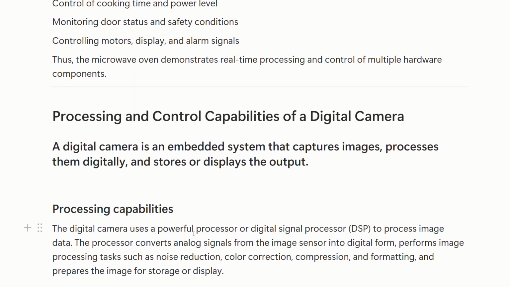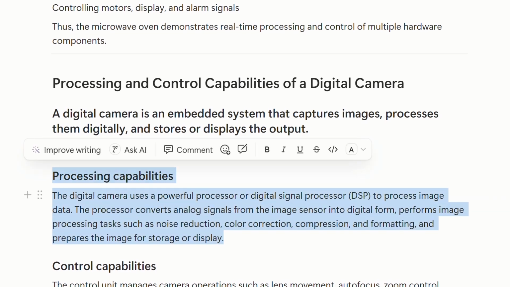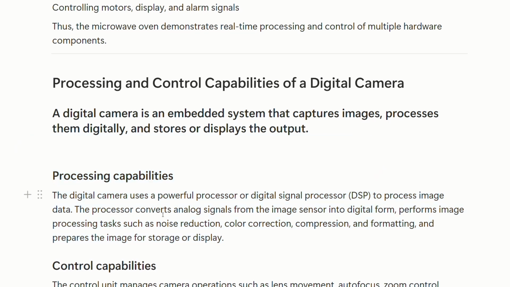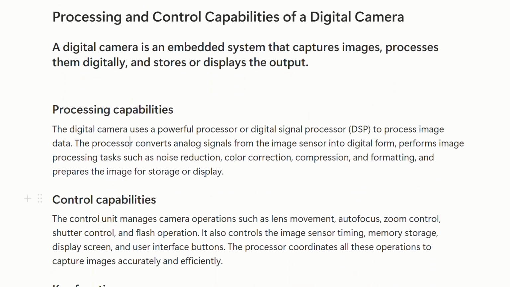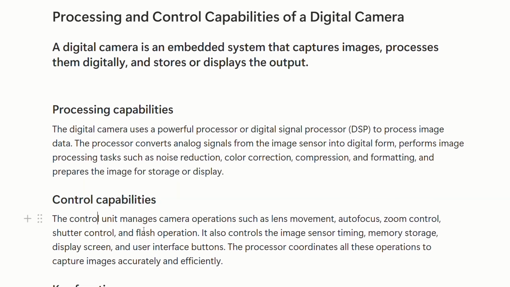So the digital camera uses a powerful processor or digital signal processor, DSP, to process image data. The processor converts analog signals from the image sensor into digital form. It performs image processing tasks such as noise reduction, color correction, compression and formatting, and preparing the image for storage or display. You can write these points by your own. It is very simple and real life examples, so you don't have to worry about it. Now, like this, you can make the heading control capabilities, processing capabilities, then you can write easily.